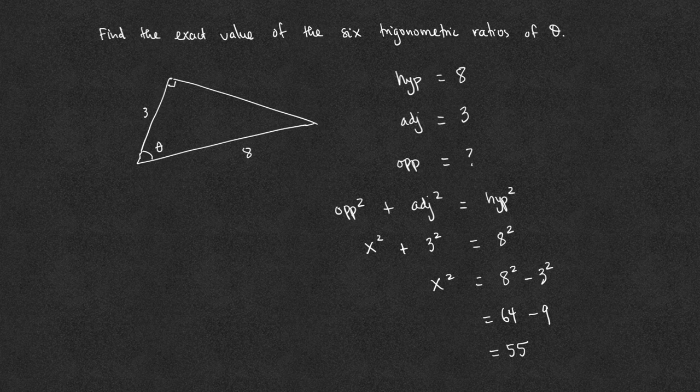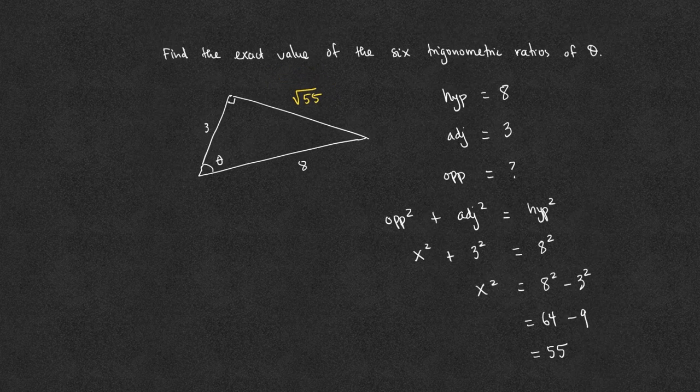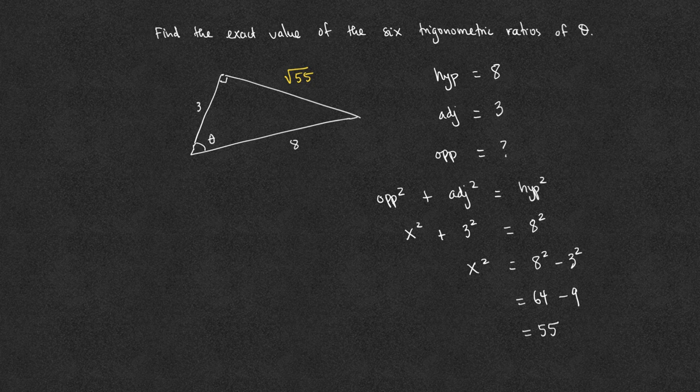If x squared is 55, then x by itself is the square root of 55. In a triangle, there's no need to worry about the plus or minus because this is the length or the dimension of the triangle. The opposite side is therefore the square root of 55. Once we have the length of the opposite, the adjacent, and the hypotenuse of the right triangle, we are ready to write the six trigonometric ratios using SOHCAHTOA.